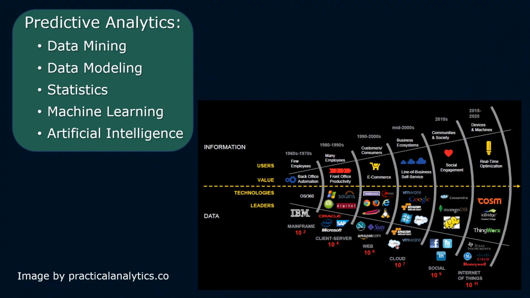If you want to, you can pause the video and look at the picture on the right. I like this infographic because it really shows you how predictive analytics has been used for many years by all the great technology companies of the past and present. Its value goes from back office automation to real-time optimization and everything in between. Predictive analytics is a sort of speculative form of data modeling.